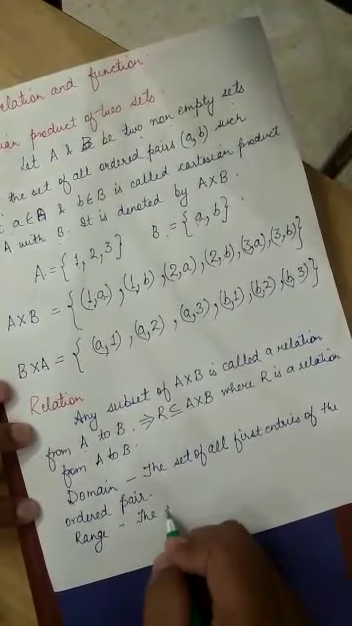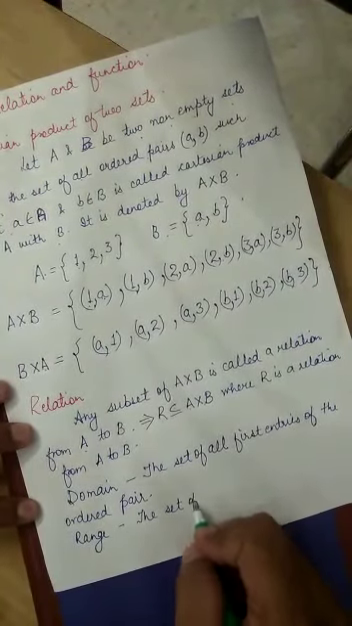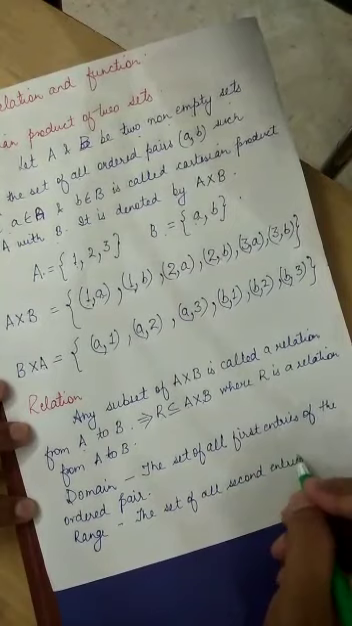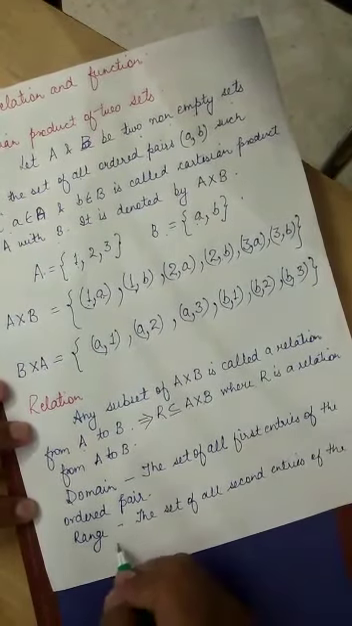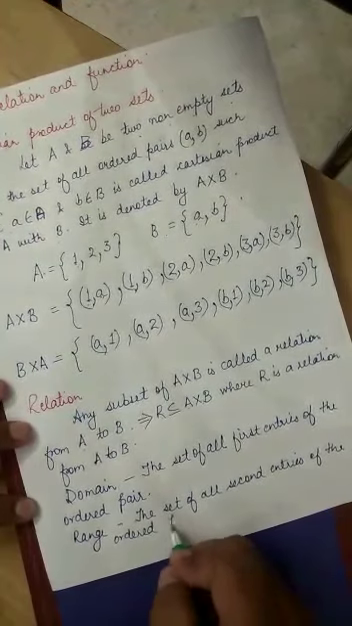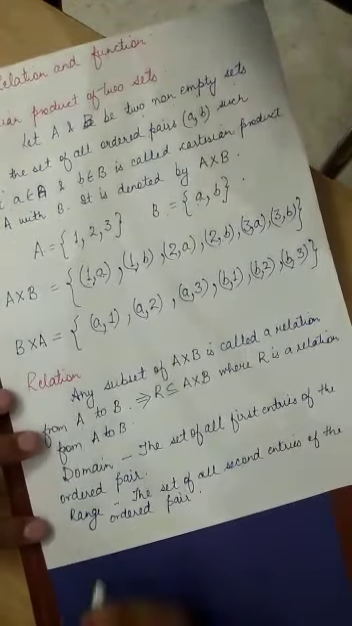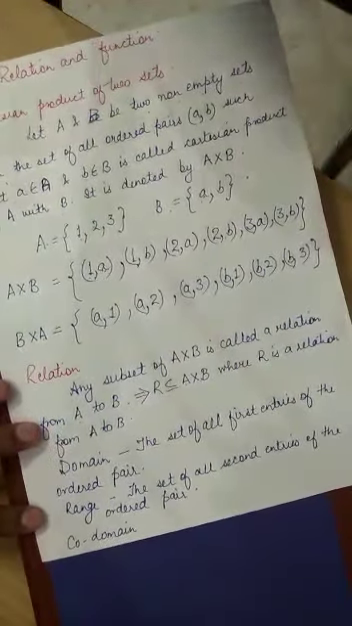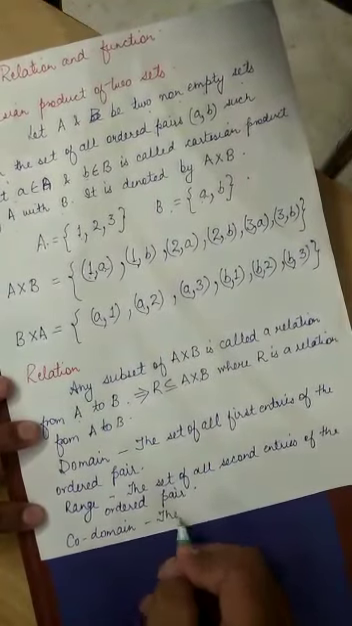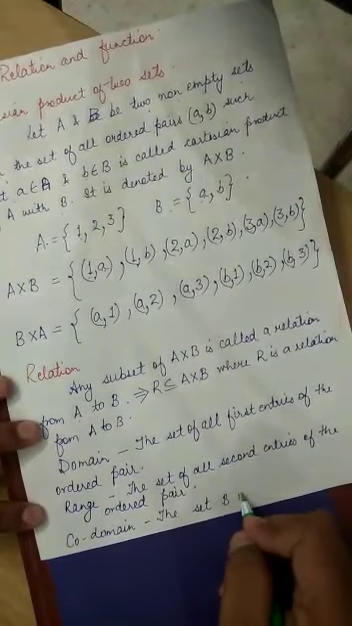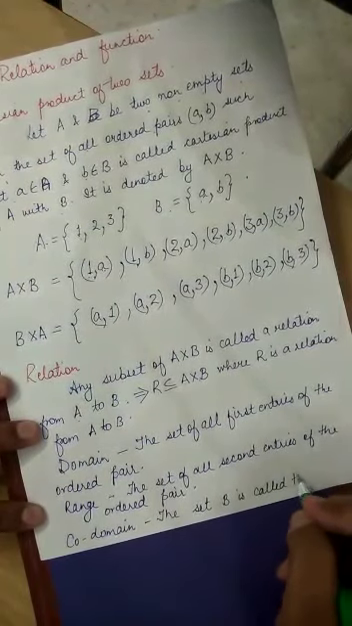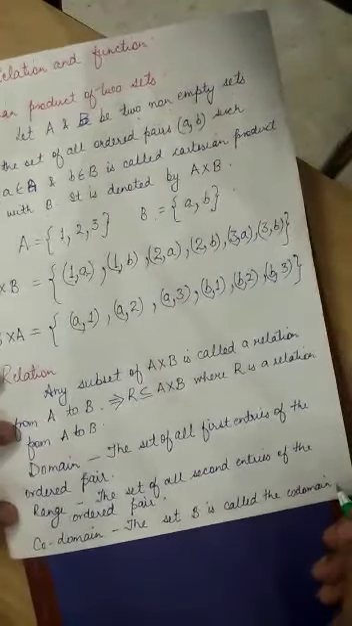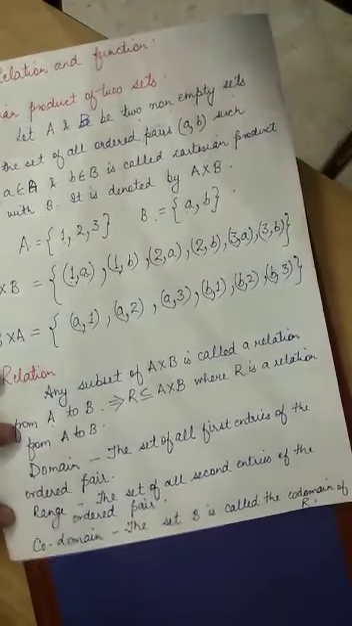What is the range? Range is the set of all second entries of the ordered pairs. And what is the codomain? The set B is called the codomain of R, meaning the relation.